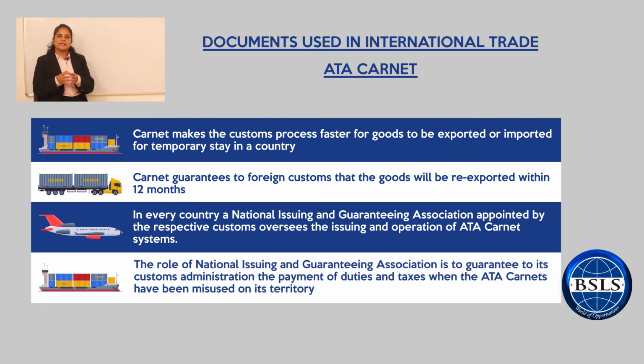The ATA Carnet is jointly administered by the World Customs Organization and the International Chamber of Commerce at a global level. On a country level, we have the National Issuing and Guaranteeing Association appointed by the respective customs to monitor and oversee the process of ATA Carnets. The role of the National Issuing and Guaranteeing Association is to guarantee the payment of duties and taxes as applicable in case a carnet is misused in its territory.